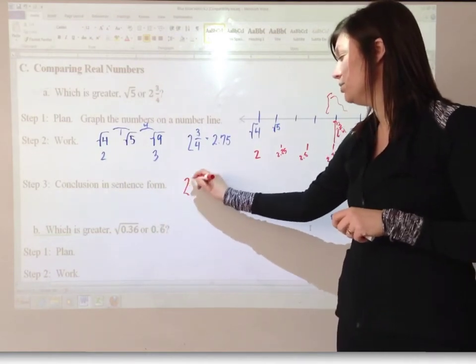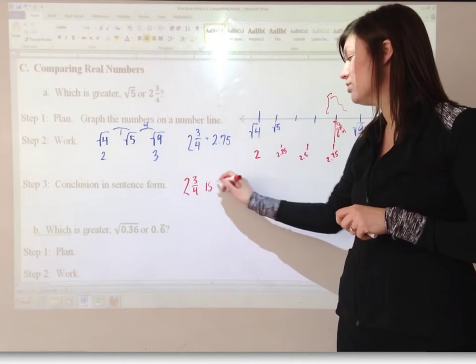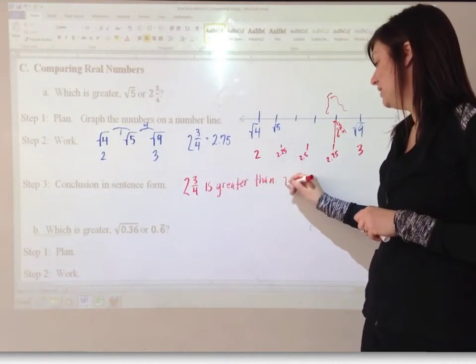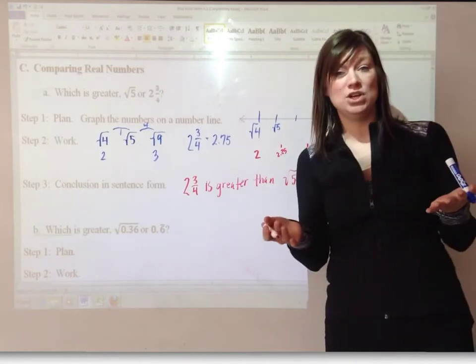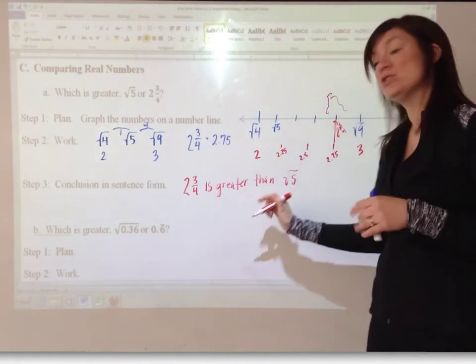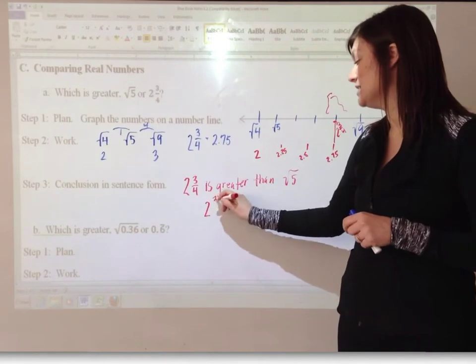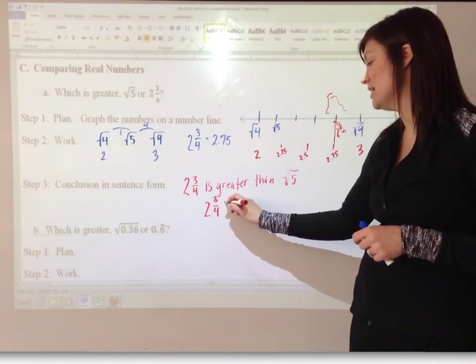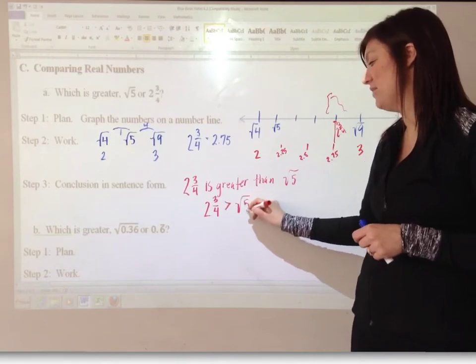That 2 3/4 is greater than the radical 5. And we could have just used the symbol too. We have a symbol that means is greater than. So if you don't want to write it in a sentence, we can also use symbols. So 2 3/4 is greater than the radical of 5.